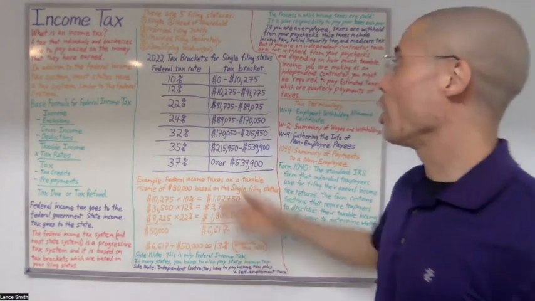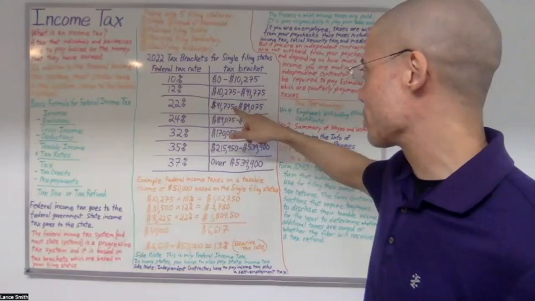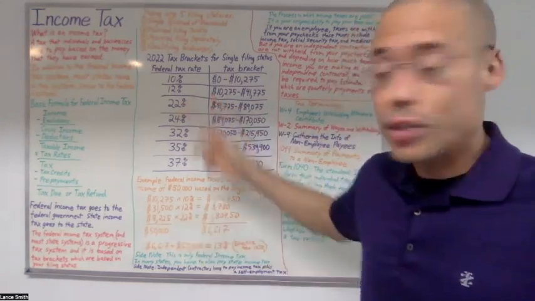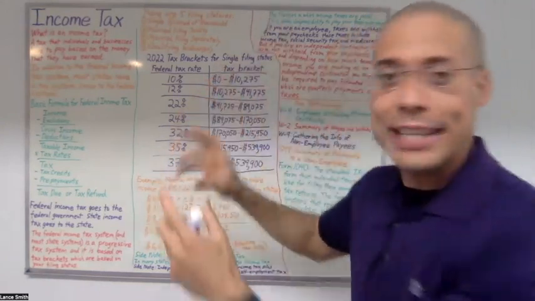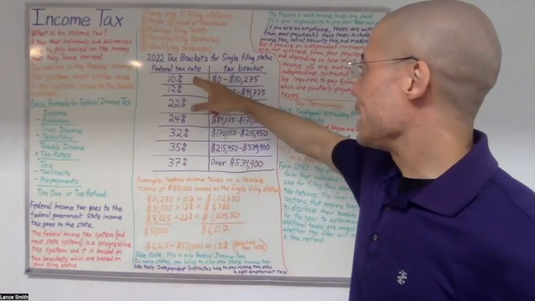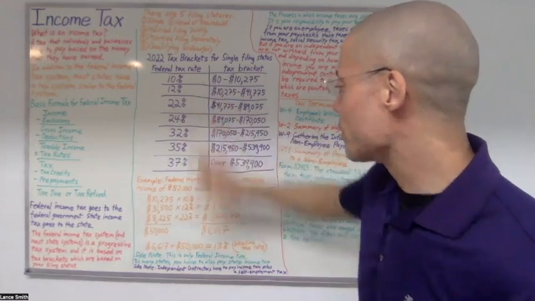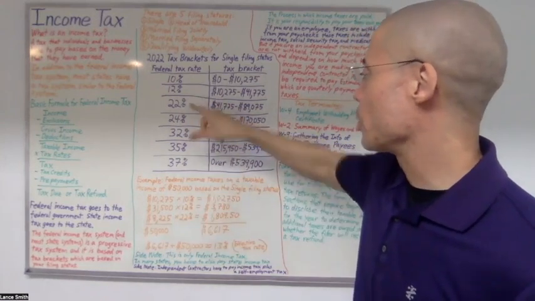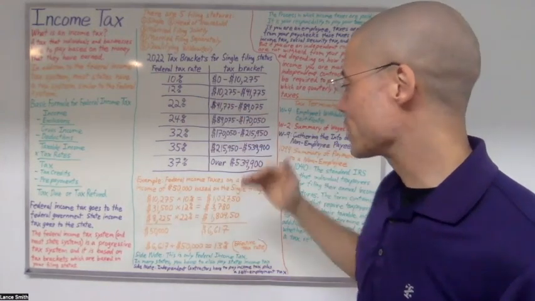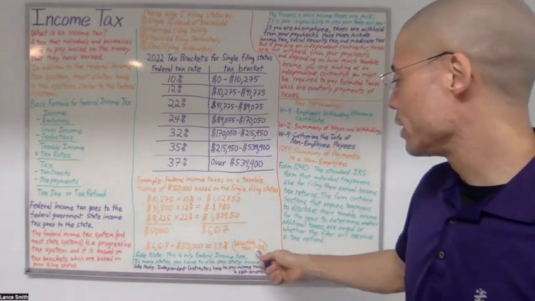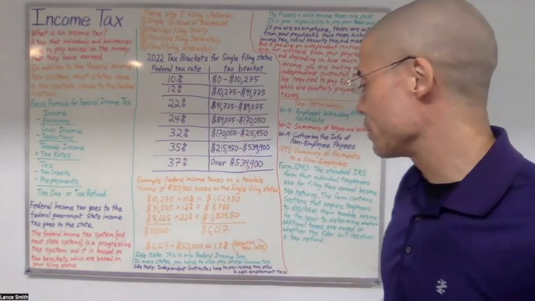Which is much lower than the 22% tax bracket, right? Because as you saw, a portion of the $50,000 was applied to 10%, another portion was applied to 12%, and only the remaining portion was applied to 22%, right? So that's why the effective tax rate is around 13%.